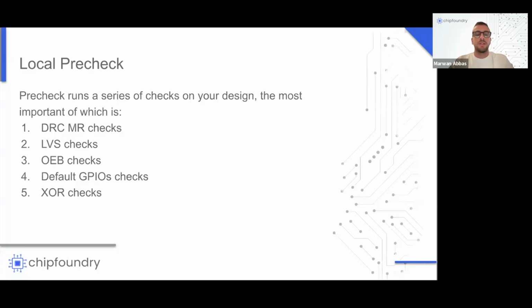And then the next check is the GPIO defaults check. This makes sure that you configure the defaults correctly. So we have a file that you can configure your GPIOs input, output, or bidirectional. So we do need you to have a default, but you can change it through firmware if you're using Caravelle or Caravan. And then we have the XOR check, which basically makes sure that your design fits inside one of the platforms.